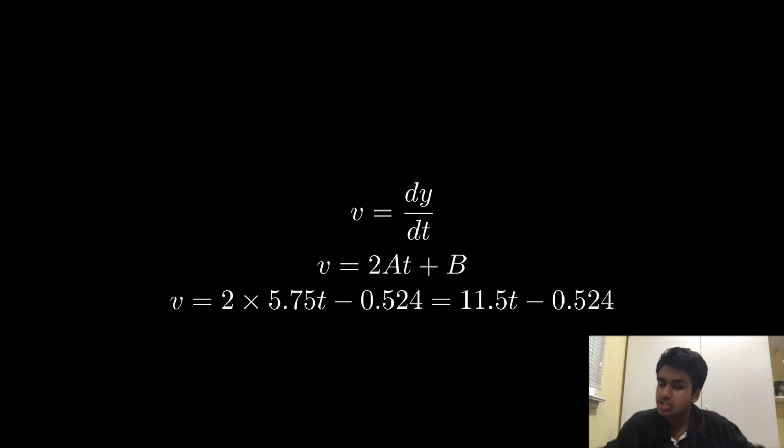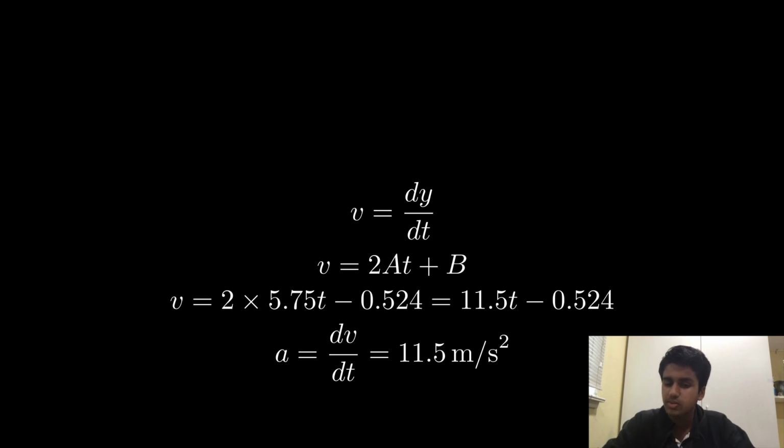And now to find the acceleration, we know that the acceleration is the derivative of velocity with respect to time. So now we differentiate our expression we got for velocity. And differentiating it gives us 11.5 meters per second squared for acceleration.